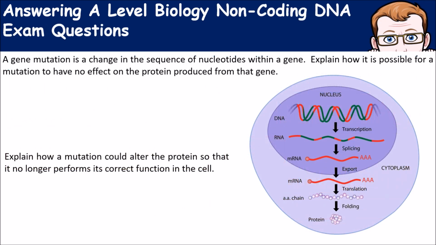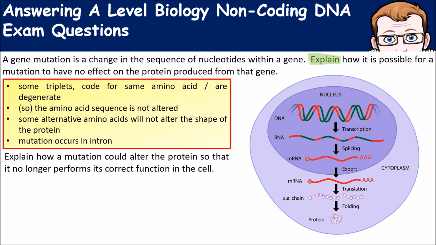If we look at the question, a gene mutation is a change of nucleotides within the gene. Well, we've talked about that. Explain how it is possible for a mutation to have no effect on the protein produced by that gene. There are a few key things. Some codons, or triplets, code for the same amino acid, so the amino acid sequence will not be altered. It's also worth noting that some alternative amino acids don't necessarily alter the shape of the protein.